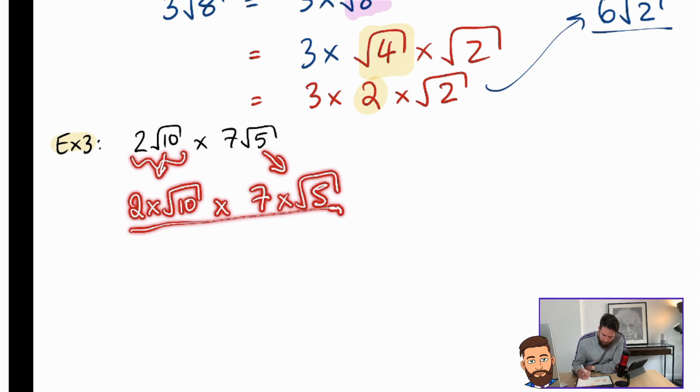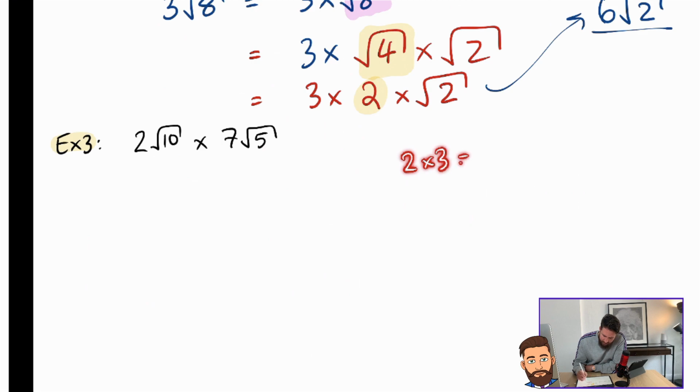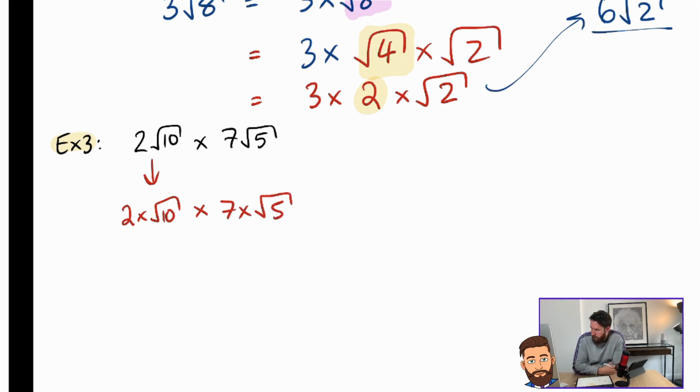So remember, 2 times 3 is 6, but also 3 times 2 is 6. So it doesn't matter which way round I times them, I get the same answer. So we can use that to our advantage with this question. This 2 root 10 means 2 times root 10, times in the middle 7 times root 5. Here I can take my whole numbers and times those. Then I can take my surds and times those.